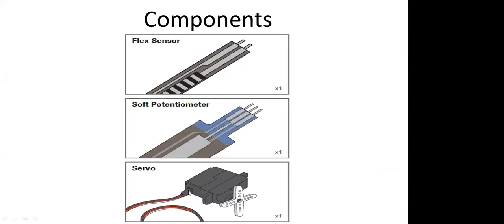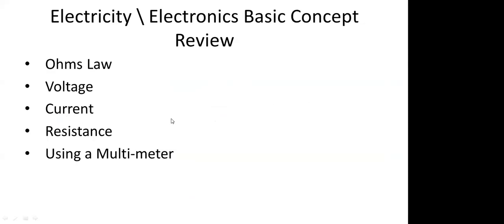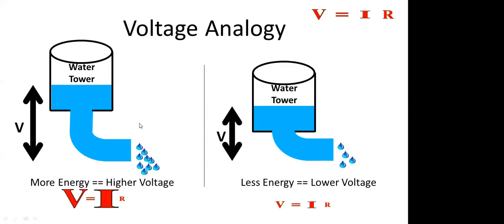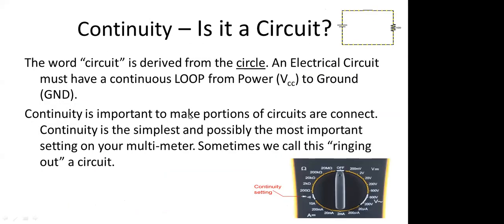This one is a flex sensor, this one is a servo motor, and this one is a relay again, IC, LCD, and this one is a breadboard. How we can use a breadboard is a very important point over here. I already told you about Ohm's law, and the water analogy earlier. So you can visualize what the difference is over here.